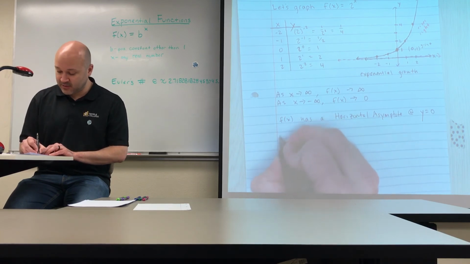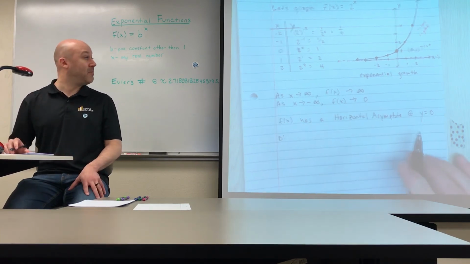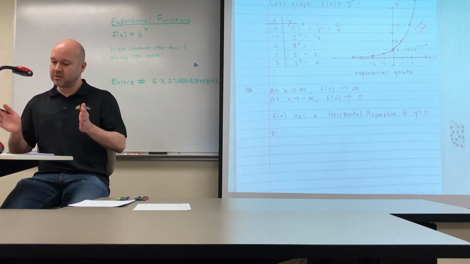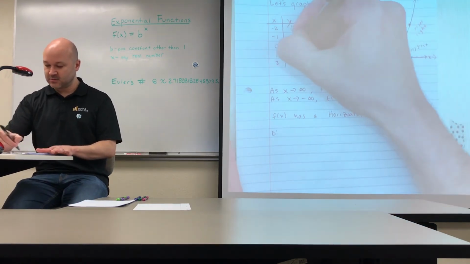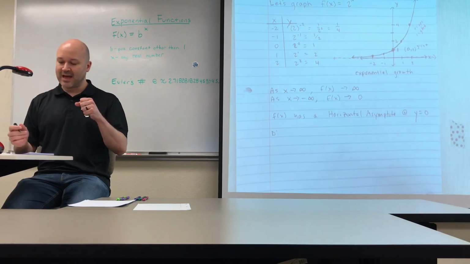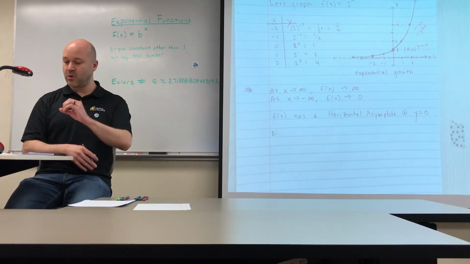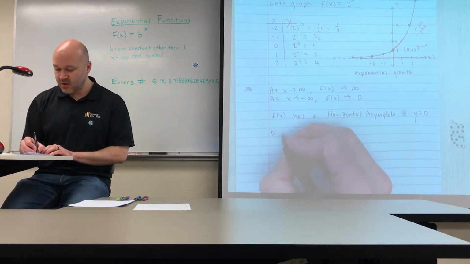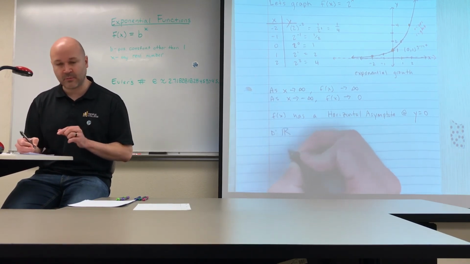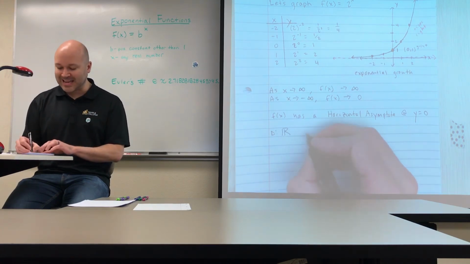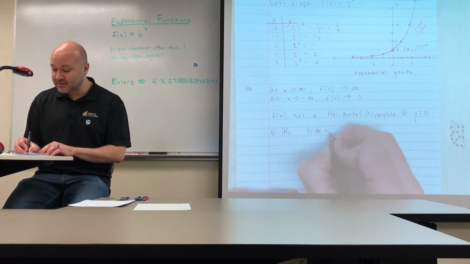We have a domain, of course. The domain of this function seems to be good. I stretch all the way to the left and right with no hiccups, no vertical asymptotes, no holes or points of discontinuity. So I'm going to say that the domain is all real numbers, or from negative infinity to positive infinity.